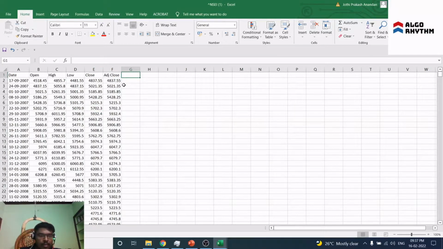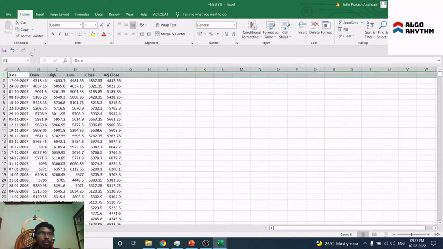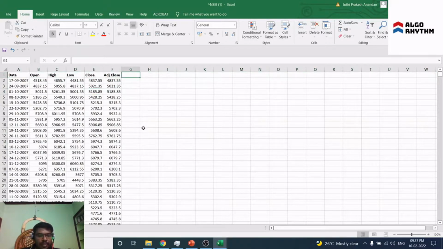So let's calculate the percentage. We have the OHLC data over here. So week-wise, what is the open, low, high, and close data? We are trying to catch the lows of the market. So percentage low. Let's find the lowest point of that particular week. Let's find low minus open divided by open, and multiply by 100.